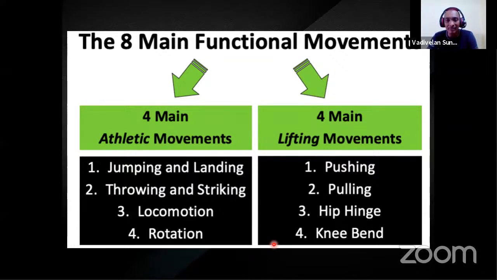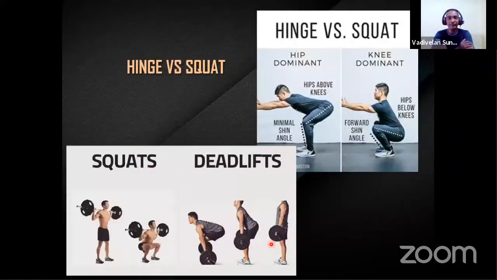So what is the hip hinge and knee bend? Let's see what the hip hinge and knee bend are. This is the hinge. We have seen the squat, and the hinge is a little bit different from the squat. Usually athletes prefer this position during the deadlift. As I told before, in the squat your knee is dominant over your hip, but in the hinge your hip is dominant. Here your hip is dominant over your knee.